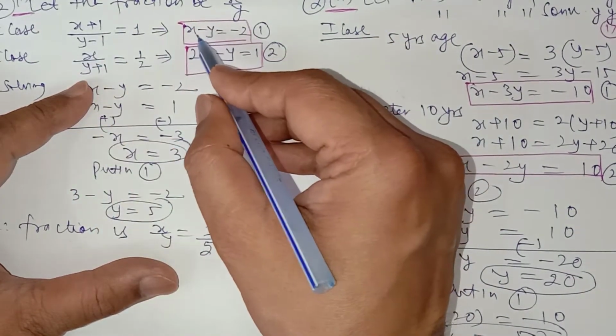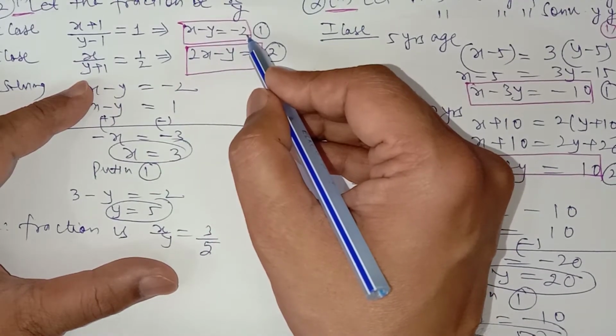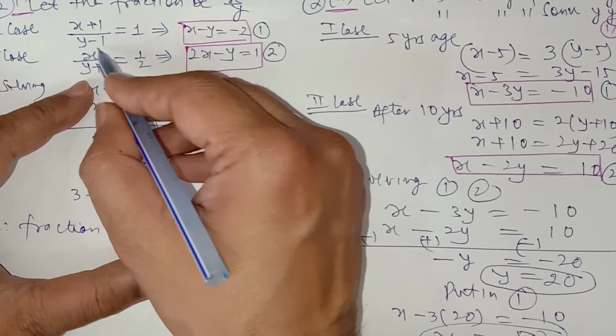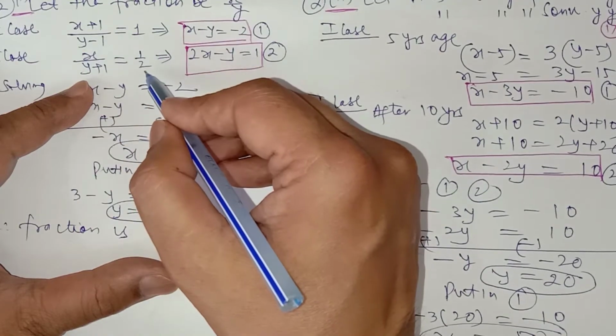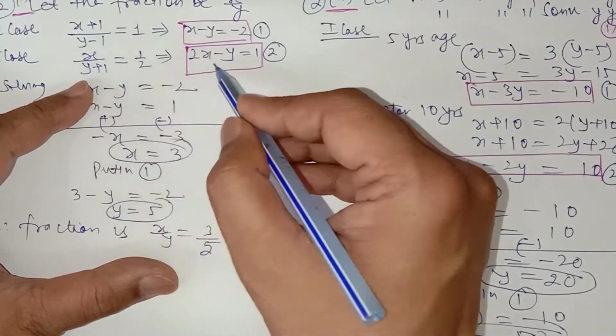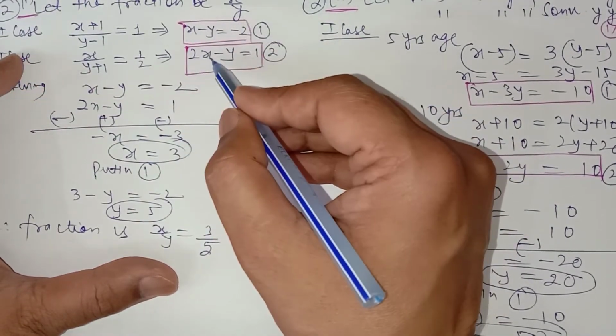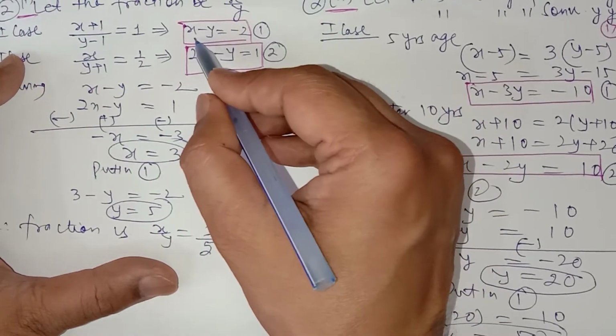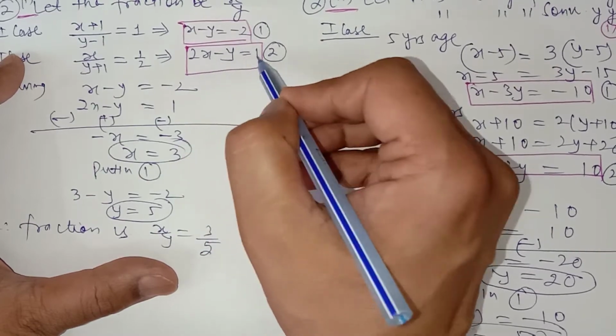Cross multiply, x minus y is equal to minus 2 will be the equation. Now when we add 1 to the denominator, the fraction is becoming 1 upon 2. So x upon y plus 1 is equal to 1 upon 2. Cross multiply and arrange, we are getting these two equations. So the equations are x minus y is equal to minus 2, 2x minus y is equal to 1.